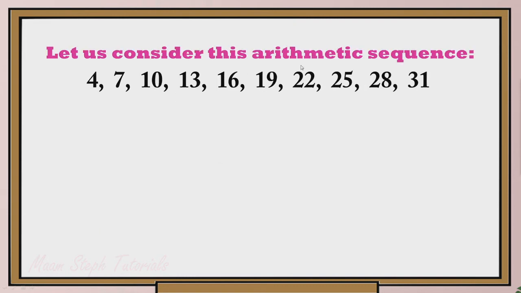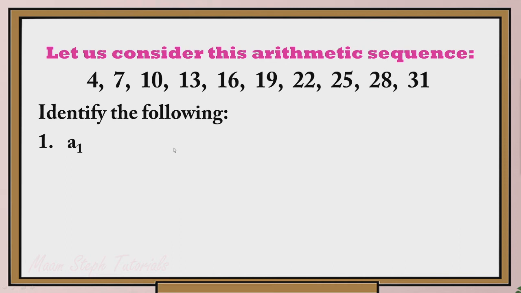Now, let us consider this arithmetic sequence. This is a finite arithmetic sequence. Kasi wala tayong nakikitang tatlong dots dito. So, hanggang 31 lang ang sequence na to. Now, let's identify the following. So, A sub 1. Lahat ng terms dito sa ating arithmetic sequence, they are denoted by A. Pero, yung number na nakasubscript dito, this means yung position ng term.